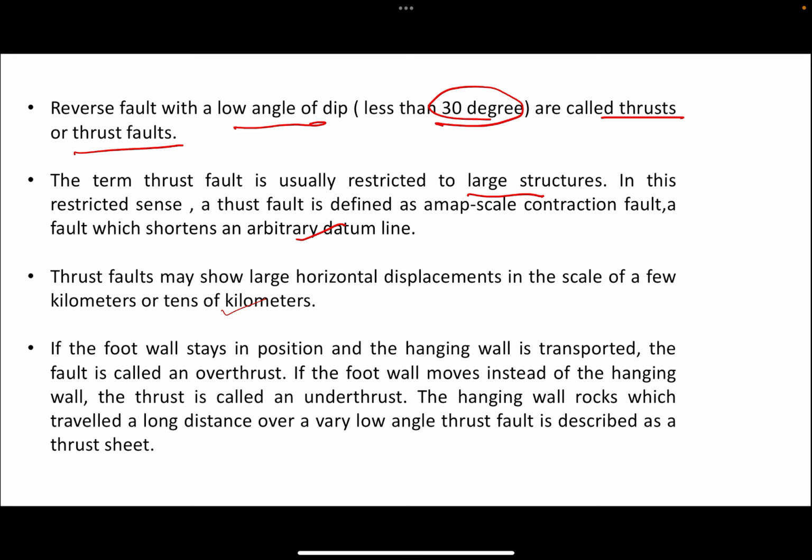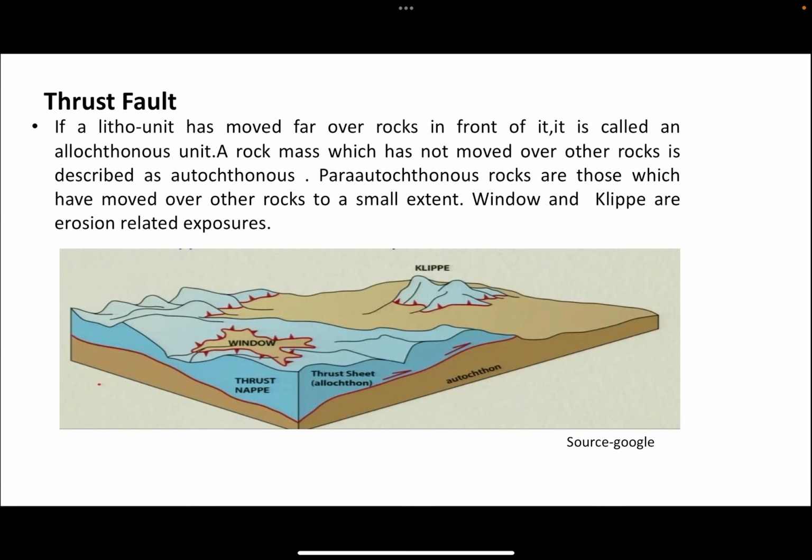If the footwall stays in position and the hanging wall is transported, then it is called an overthrust. If the footwall moves instead of the hanging wall, this is called an underthrust. For rocks which travel a long distance, a very long thrust is described as a thrust sheet. Then for thrusts there are terms like klippe and window. If a rock unit has moved over the rocks in front of it, it is called allochthonous.